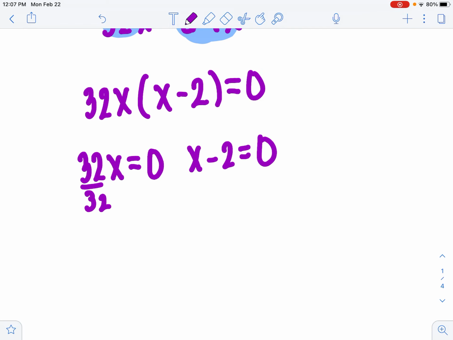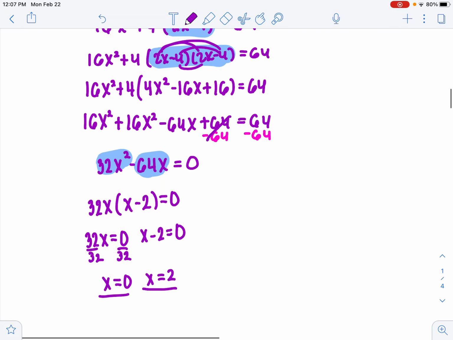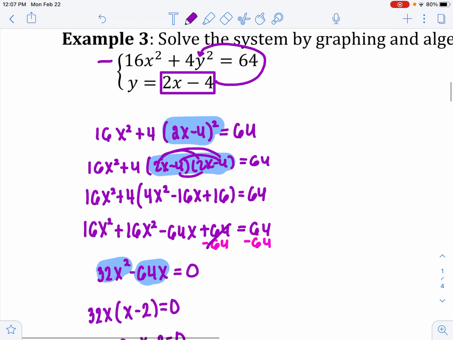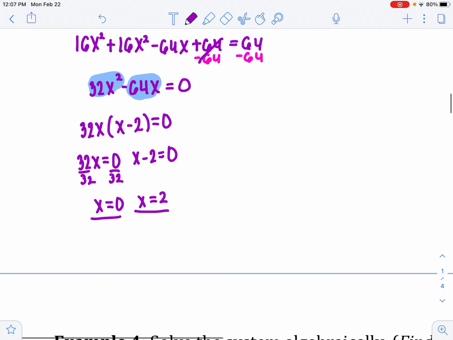And now I can set each factor equal to 0 and solve. So I get 2 x values. If you divide by 32, you get x equals 0 and x equals 2. Don't box that because that's not what answers look like. They're ordered pair solutions. So I'm going to put lines underneath it instead, and I'm going to say, okay, I need to plug in 0, I need to plug in 2. Where? The quadratic or the line? Always the line. Plug it into the line.